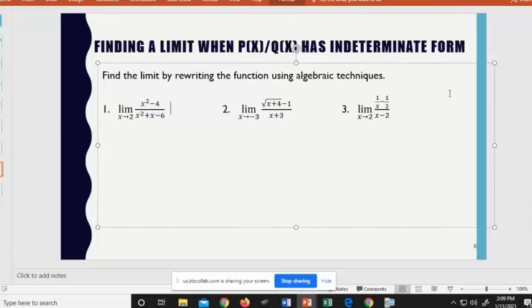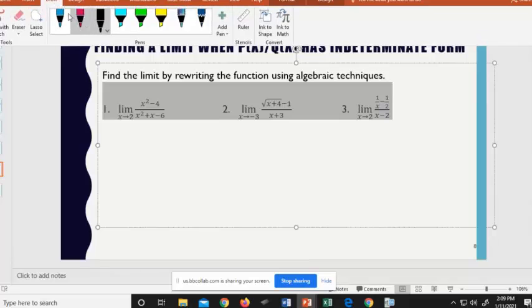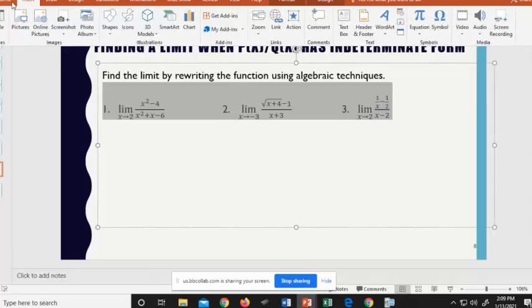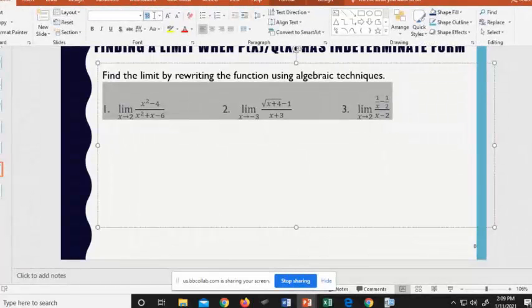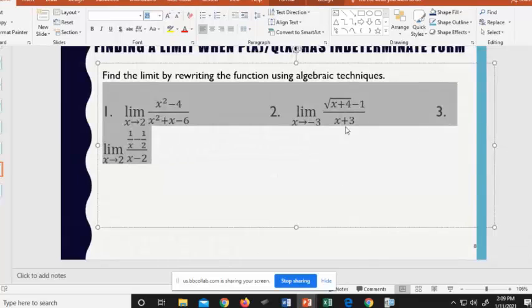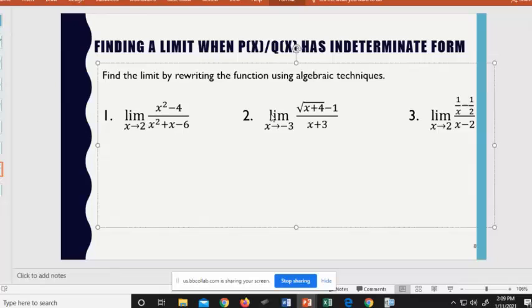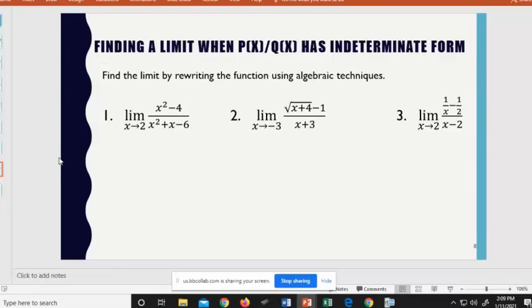Okay, so there are times when we arrive at indeterminate form. We saw one of these earlier that had a limit. The limit existed, yet we couldn't evaluate it as quickly. And so here's a few examples of where that might be true.